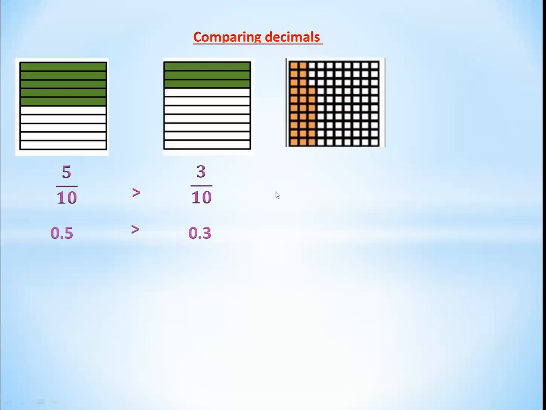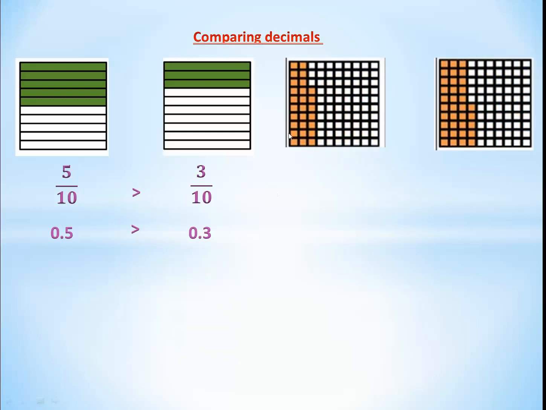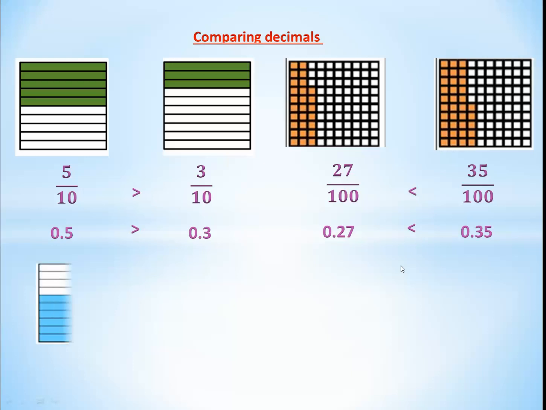Okay, if we have hundredths, here we have 27 hundredths and here we have 35 hundredths. Which one is greater? 35. So let's write in decimal form: 0.27, 0.35. Here we have 0 as whole and 0 as whole, they are equal. And here we have 2 tenths and 3 tenths. So which one is greater? 3 tenths, so it will be greater.